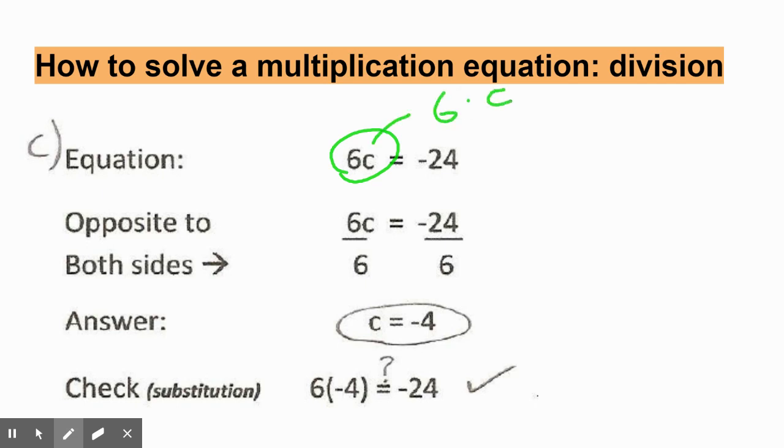All right, but we're not using x. Remember, x is a variable now. That's why algebra is confusing for some people. Anyway, a lot of you know this already. Just making sure we're reviewing here. So we got our 6c equals negative 24.